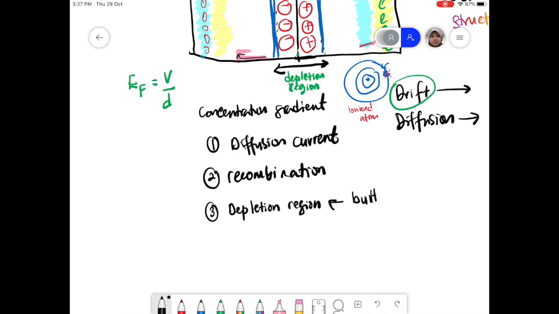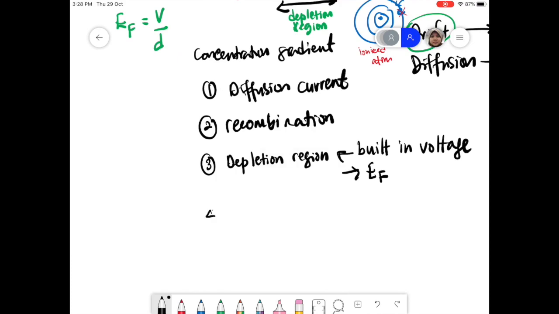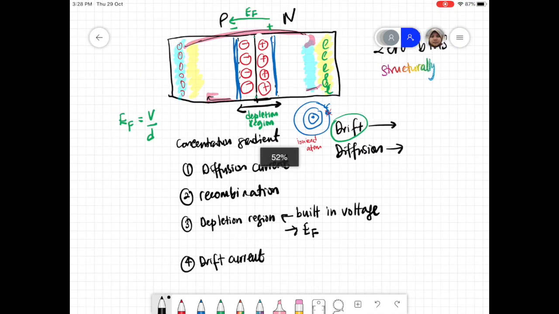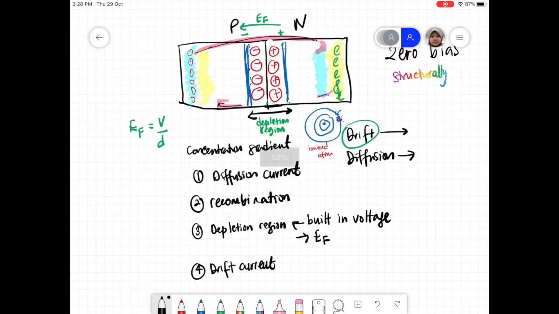Built-in voltage. Okay, so we have the built-in voltage. So this built-in voltage will give rise to the electric field. Once we have electric field, we have drift current. Okay. So drift current is basically due to the voltage.